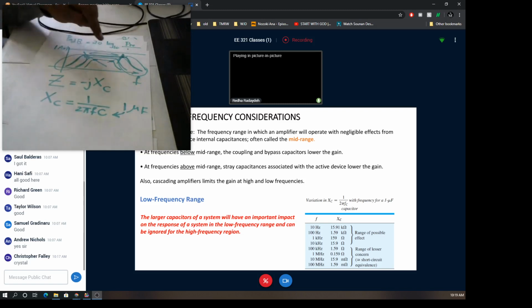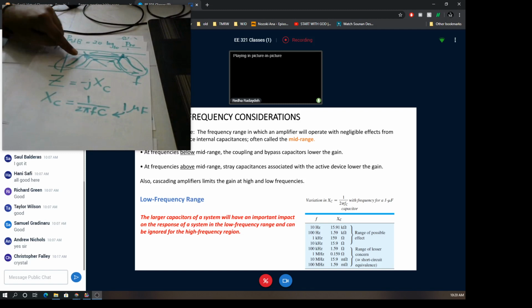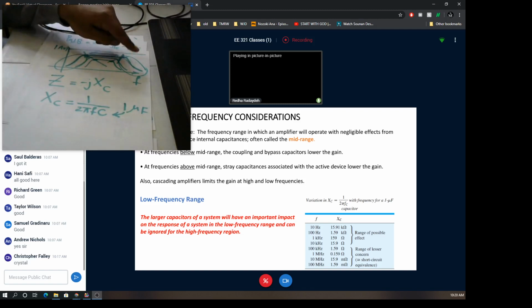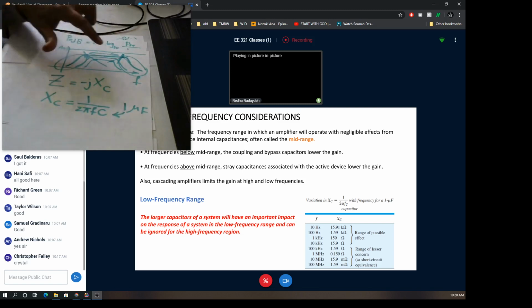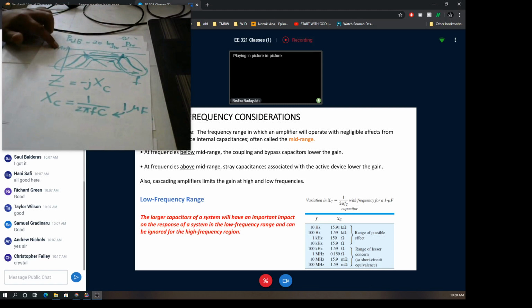We also have here two bands or two regions. These two regions represent a decade gain as a function of frequency. This is the lower frequency range, and this is the higher frequency range. It's not recommended to operate the amplifier in these two ranges because the gain provided by that amplifier would be lower than the maximum gain possible.